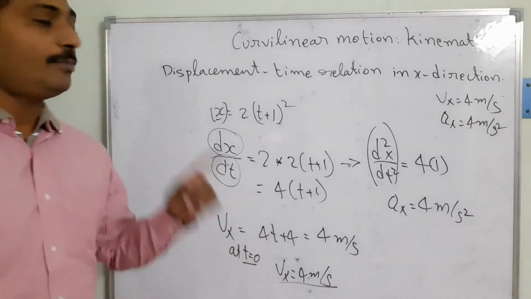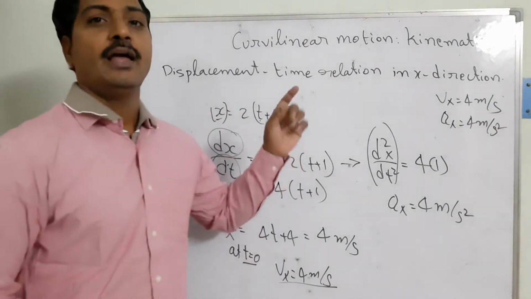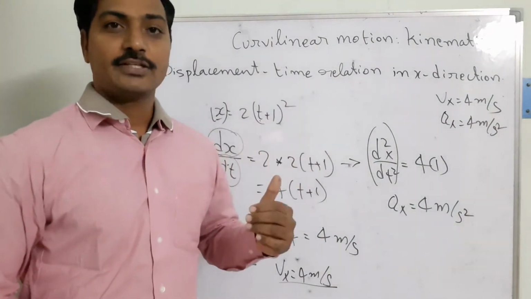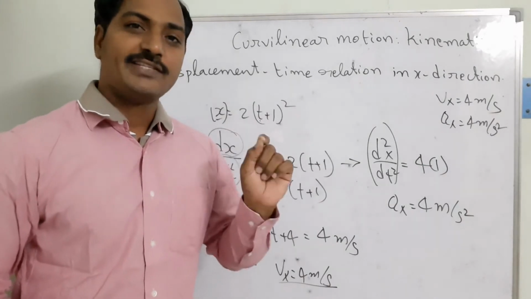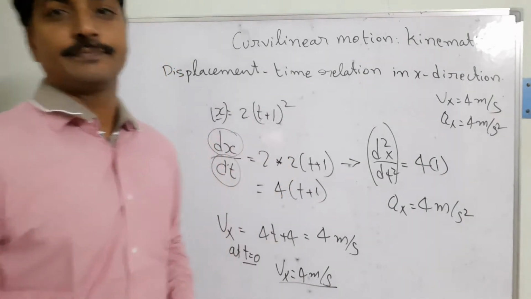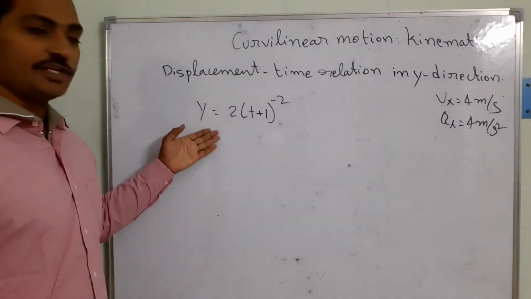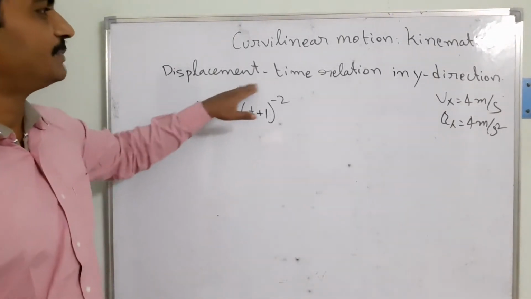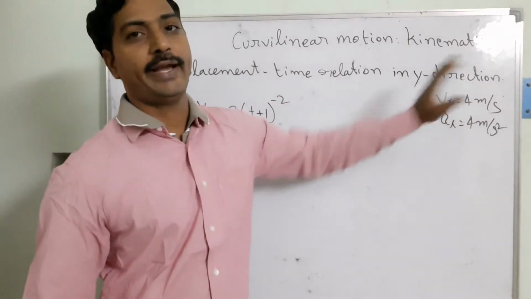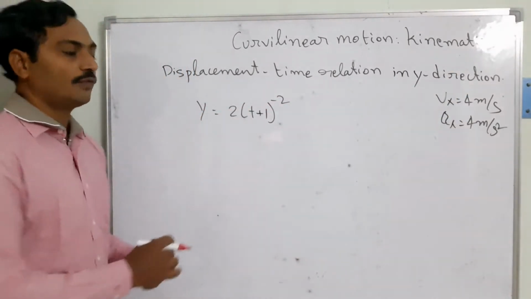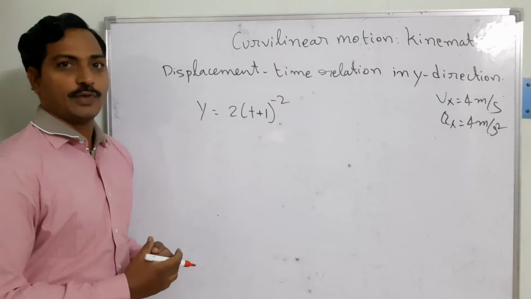Now once we have found the velocity in x and the acceleration in the x direction, we need to find the velocity and acceleration in the y direction. Yes, this is the relation he has given, the displacement and time relation in the y direction. So how are we going to solve this? As we know, the same procedure we are going to apply.